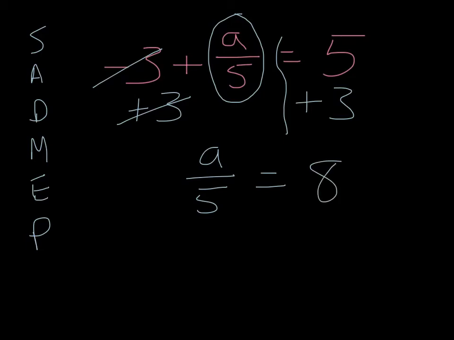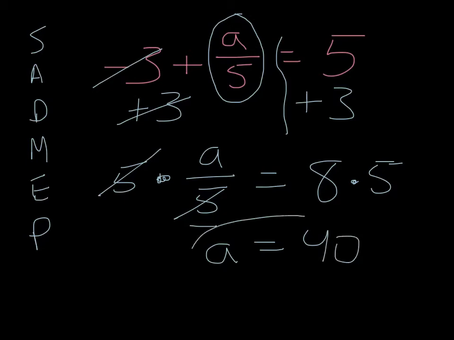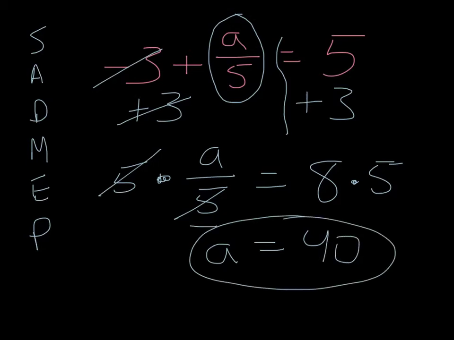Now we have division on this half with the variable, and we get rid of division by multiplying. So I'm going to multiply by 5 over here, and we'll multiply by 5 over here. And we get our answer of a equals 40. Hopefully you can see how we have to do 2 steps and do the order of operations backwards to solve for our variable.